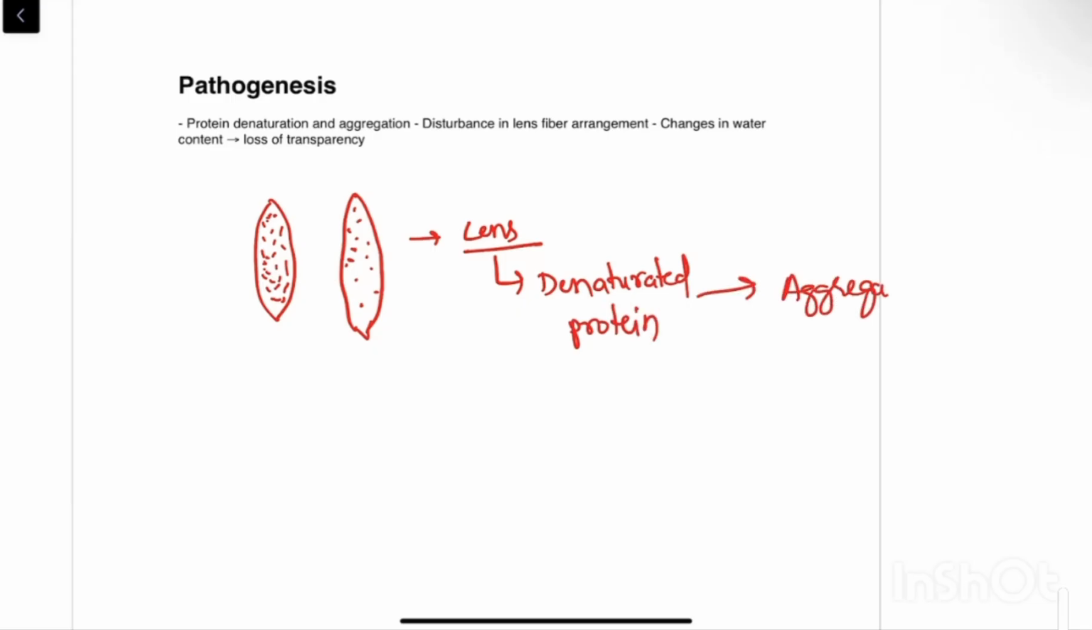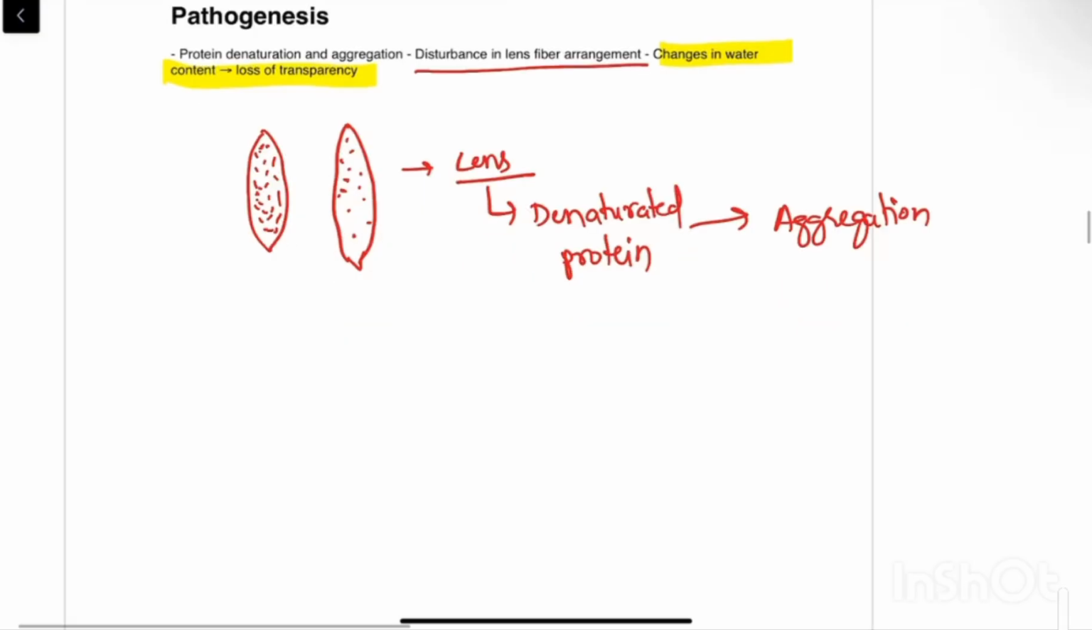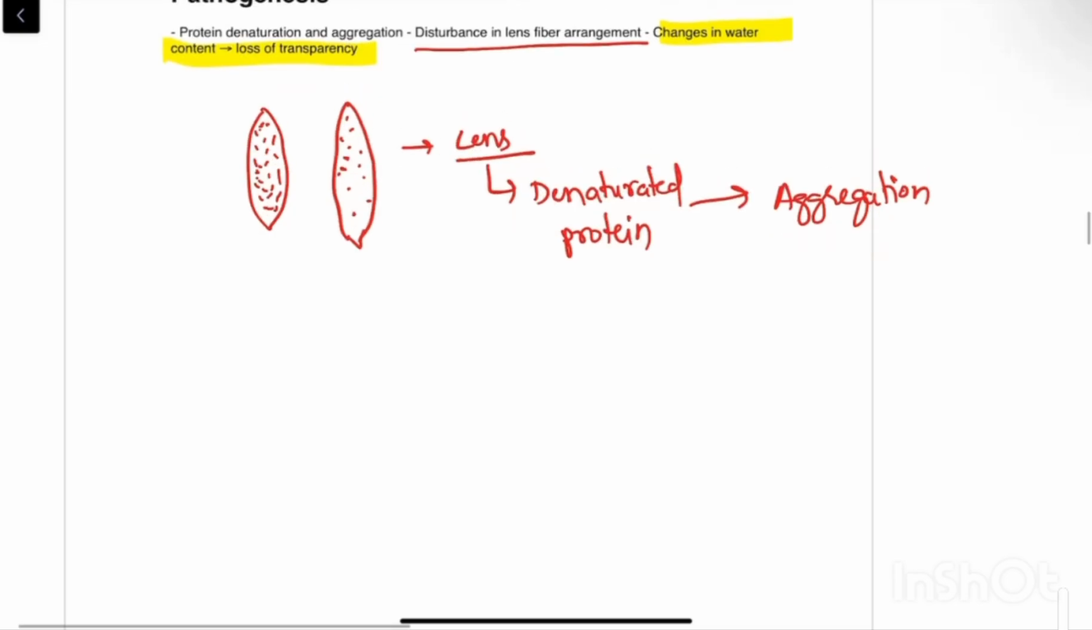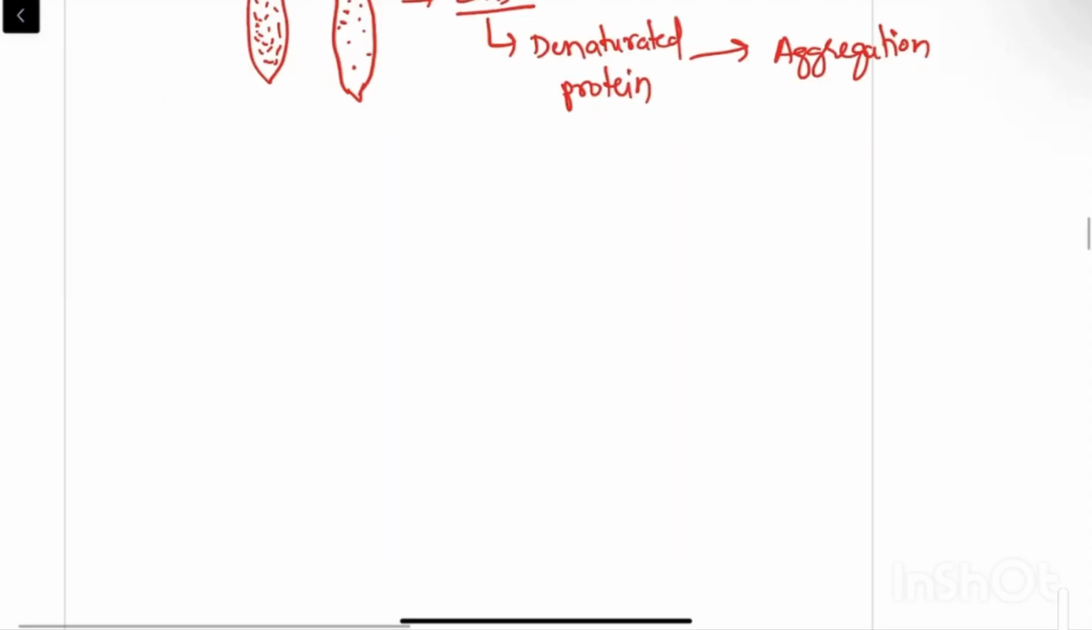Because of this, there will be disturbance in the lens fiber arrangement, and this will lead to change in the water content of the lens also, and hence loss of lens transparency. So everything is because of this protein denaturation. Protein denaturation disturbs the lens fiber arrangement. Because of that there will be water content changes, and because of that there will be loss of transparency.